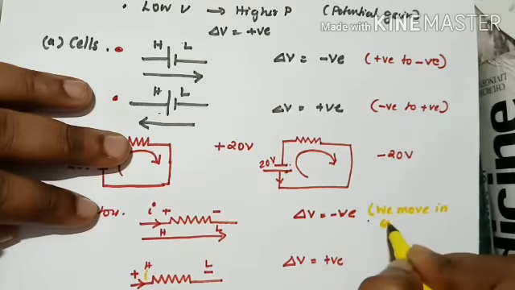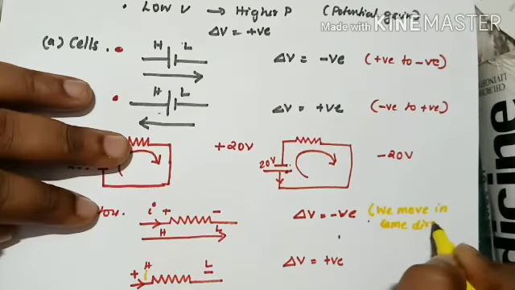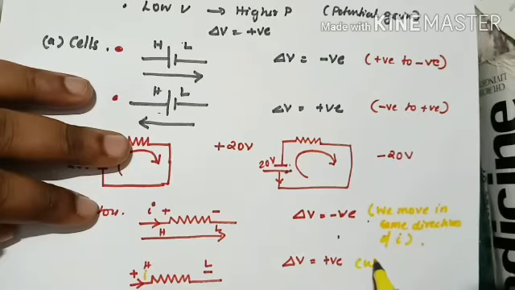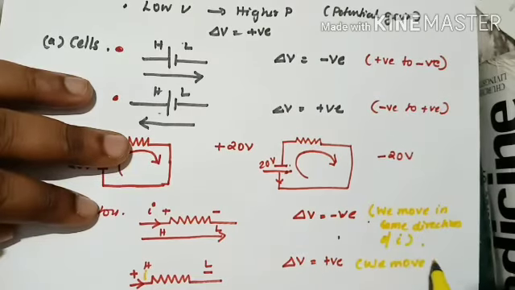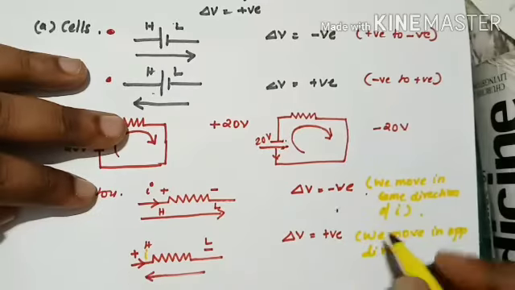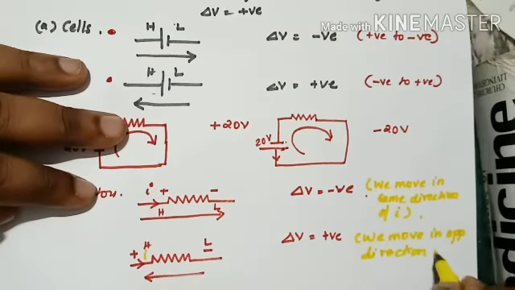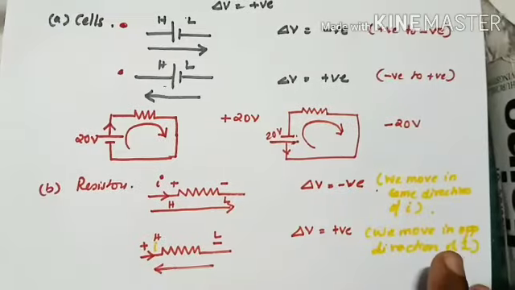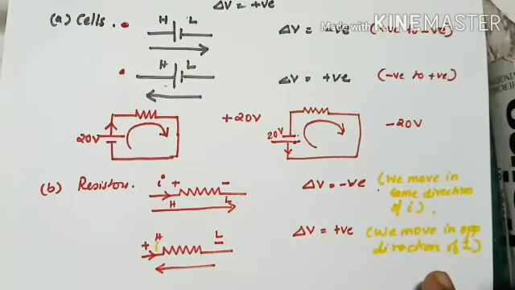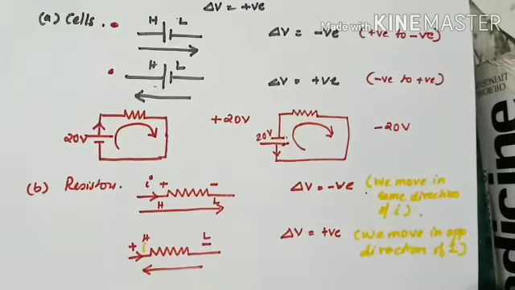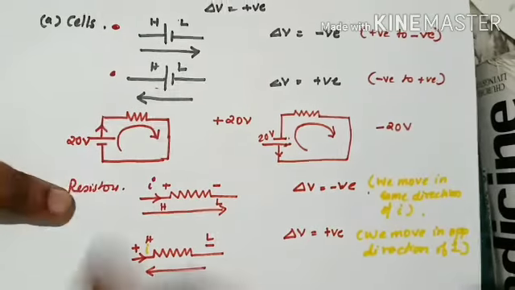So, here we move in the same direction of current, and here we move in the opposite direction of current. These two things are very, very important. Just learn them by heart, guys. While you understand the circuit, it is very easy. Let's move on to the same circuit. I will show you how it is, how we are going to write here.